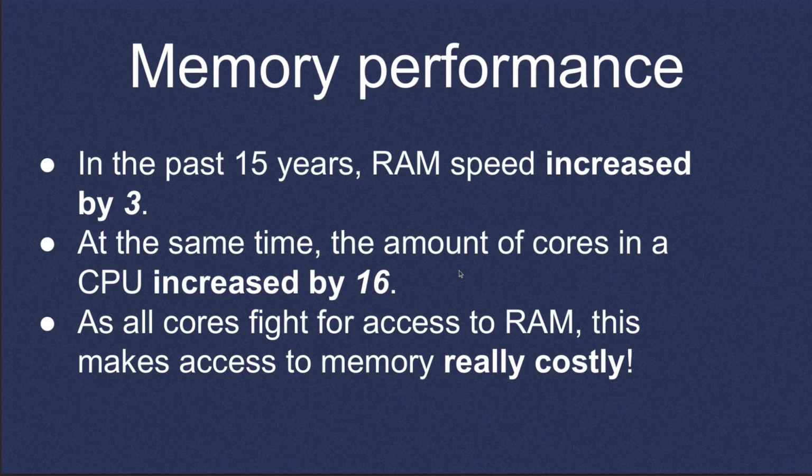One thing that is very important to understand regarding why we care about memory performance nowadays is that in the past 15 years, the RAM speed maybe increased from 1,000 megahertz or something like that to 3,000 megahertz. But at the same time, the number of cores in a CPU has increased to like 16. You had single core CPUs 15 years ago. Now you have 16 cores. And this is really a problem, because you have a lot of cores fighting for RAM access, and the RAM access is not much faster than it used to be before. This is really a problem.